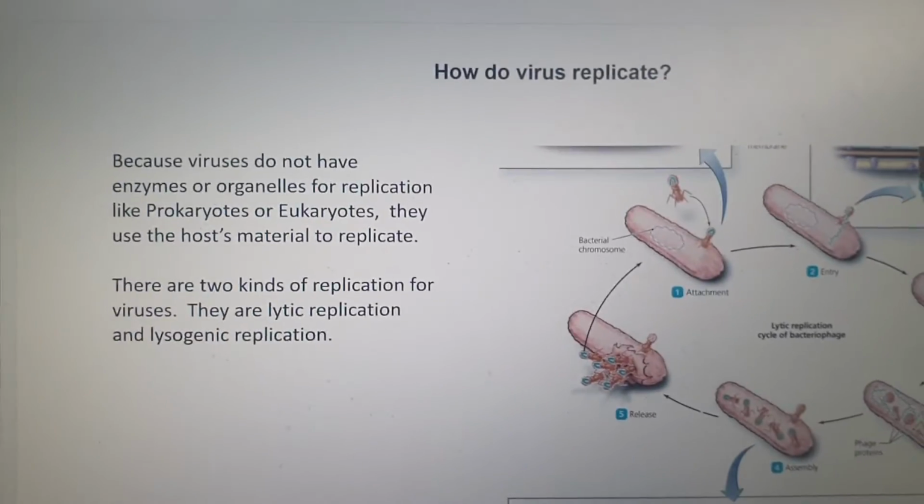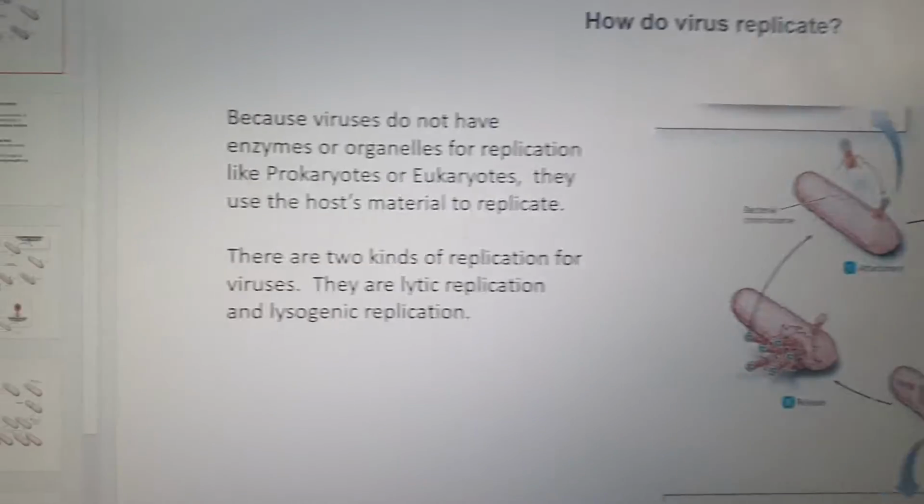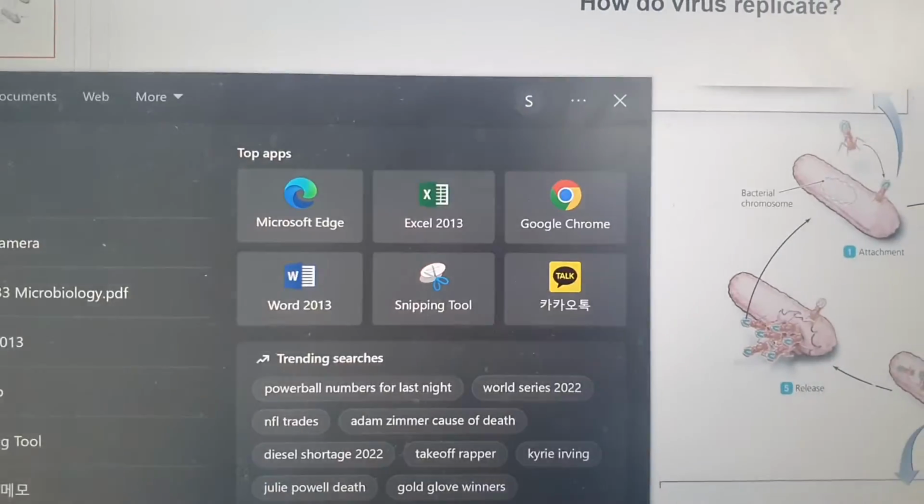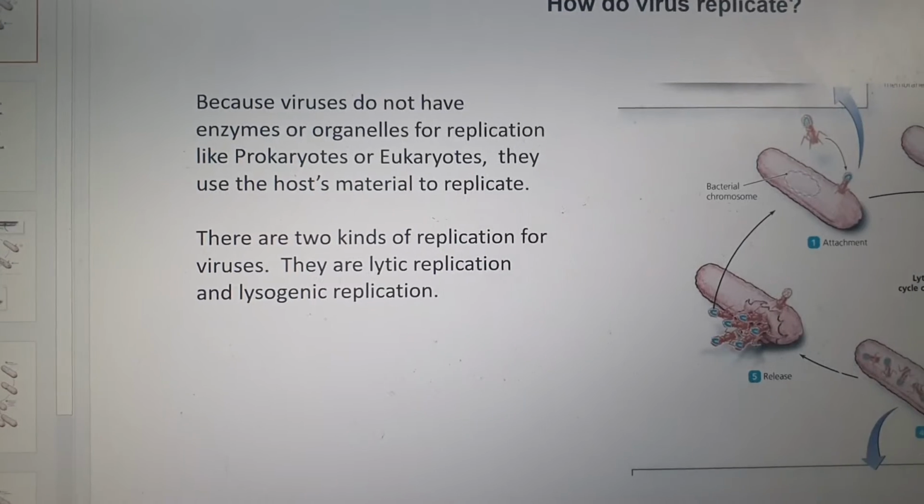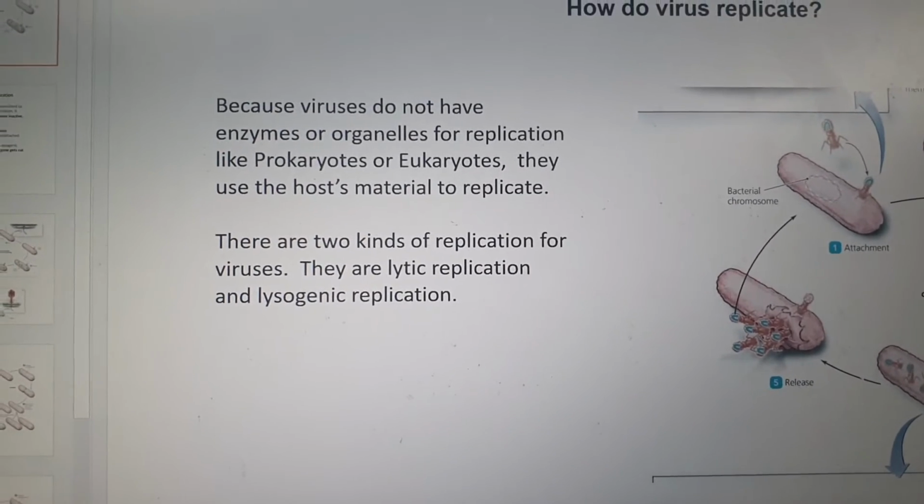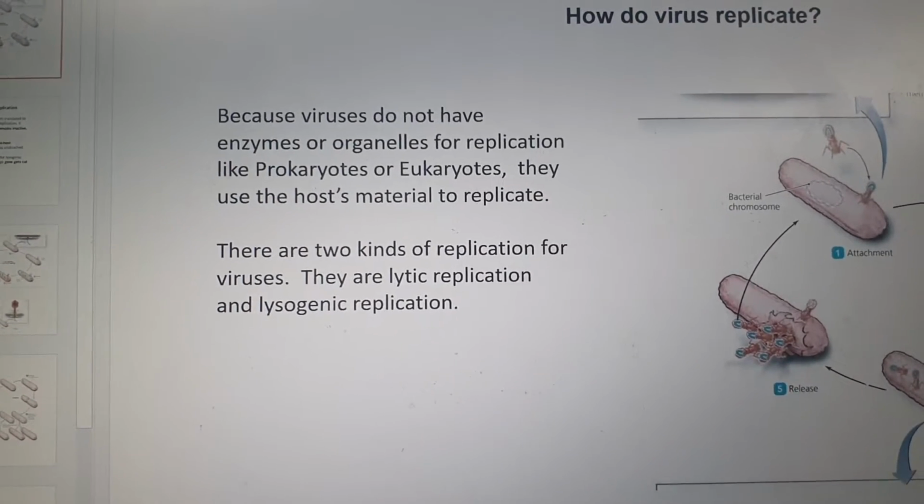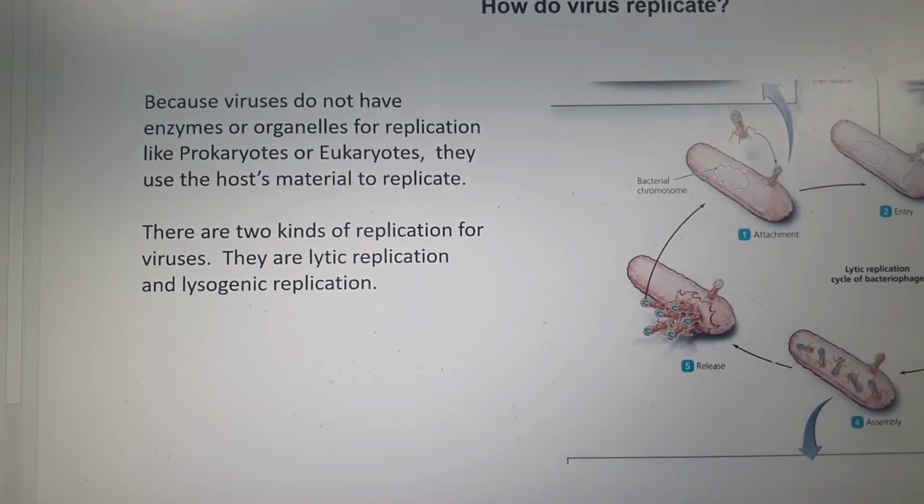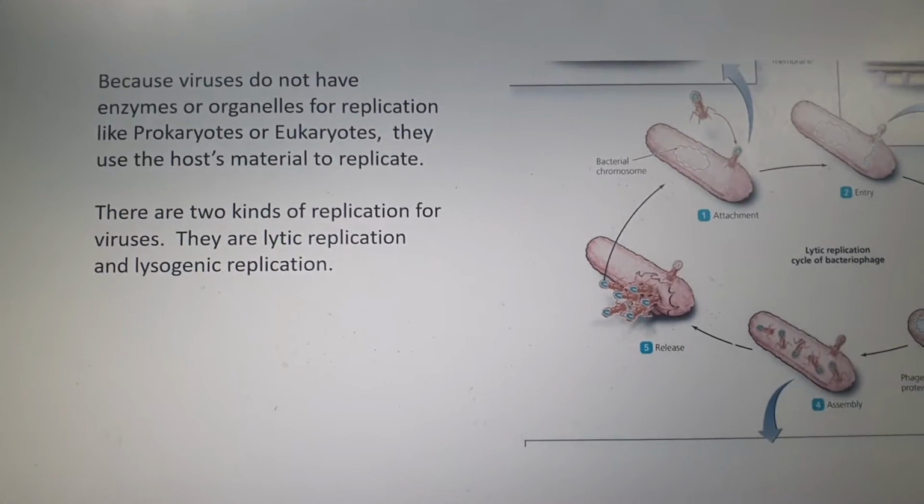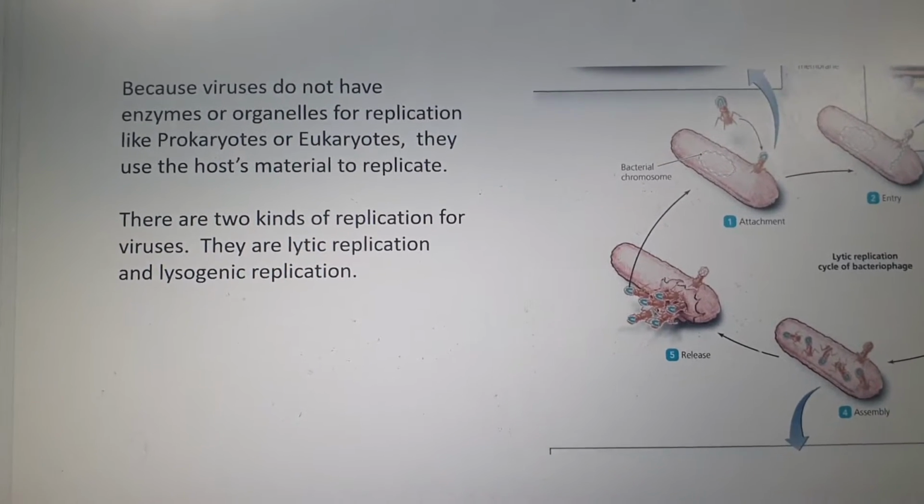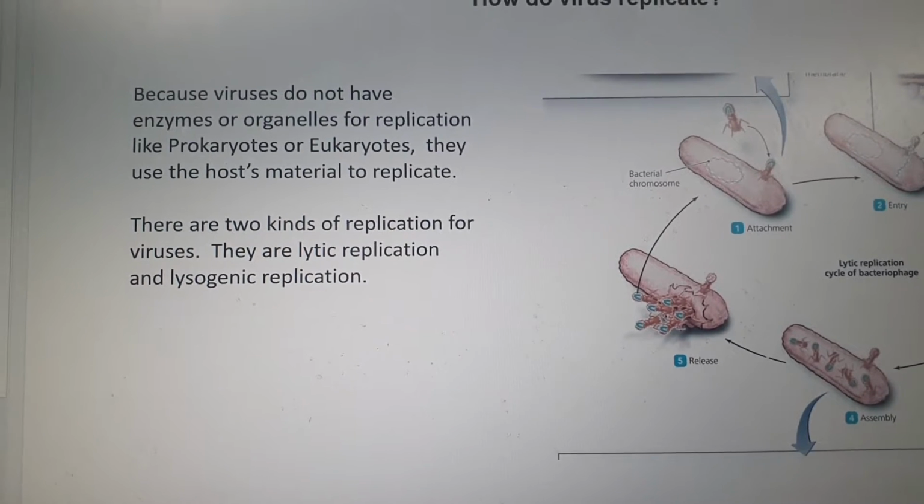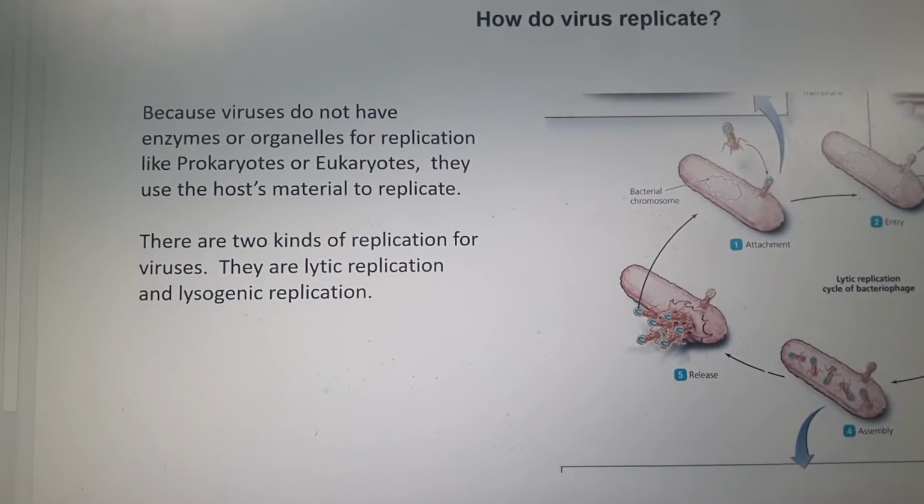So, how do viruses replicate? Because viruses do not have enzymes or organelles for replication, like prokaryotes or eukaryotes, they have to use host material to replicate. And there are two kinds of replications. There are lytic replication and lysogenic replication.